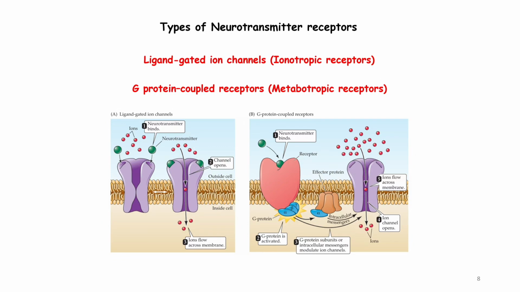But in case of G-protein coupled receptor, the neurotransmitter binds with this receptor and then the G-protein is activated. Now the G-protein subunits or intracellular messengers modulate separate ion channels, and in this way the ion channels open and ions flow across the membrane. So in this way signal transmission occurs.